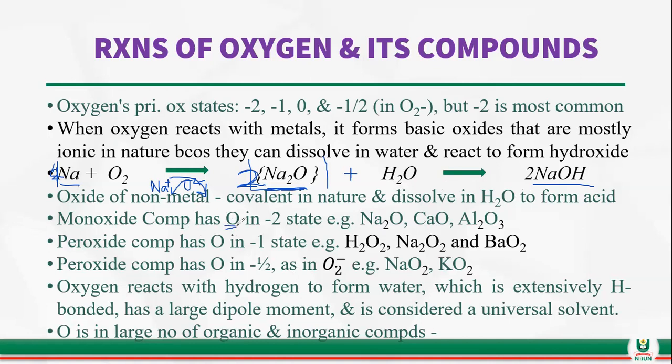Oxides of the main group elements can appear in various forms. So the first one is monoxide. Monoxide occurs when the oxygen is at oxidation state of -2. It combines with sodium to form Na2O, sodium oxide. It combines with calcium to form CaO.